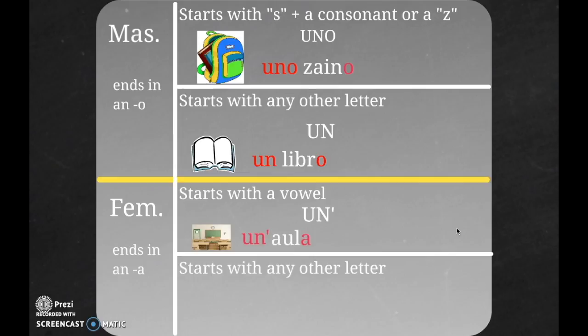When it starts with any other letter, meaning a consonant, so any consonant, we use una. For example, a school would be una scuola.